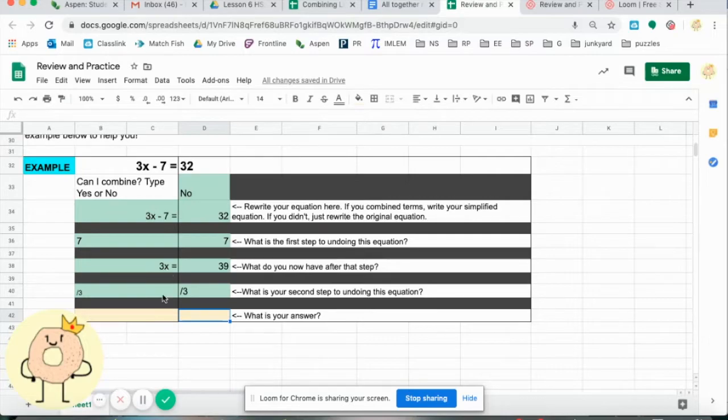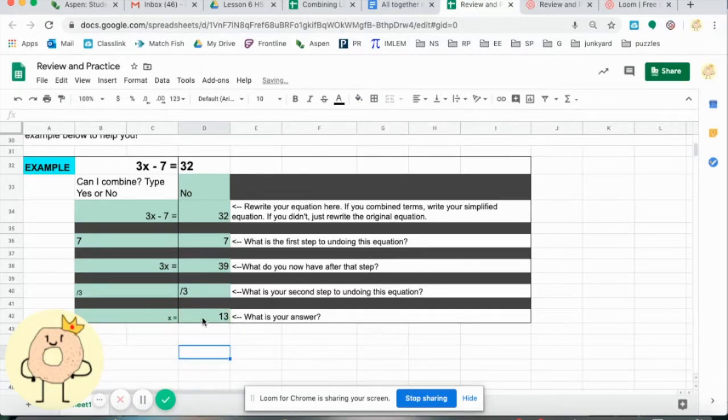The only thing I have to do is actually divide by 3. So when I do 3x divided by 3, I'm left with x by itself, my equal sign. And when I do 39 divided by 3, I get 13. And I know I'm all good because everything turned green. My answer is x equals 13.